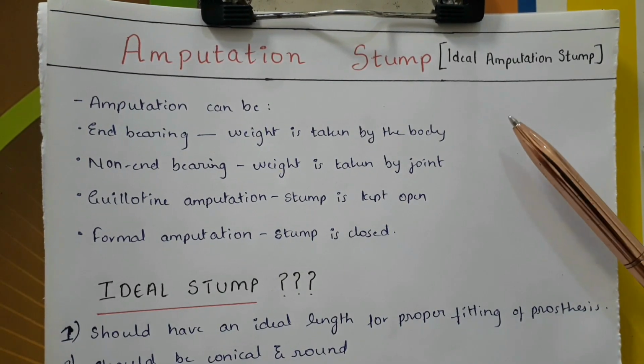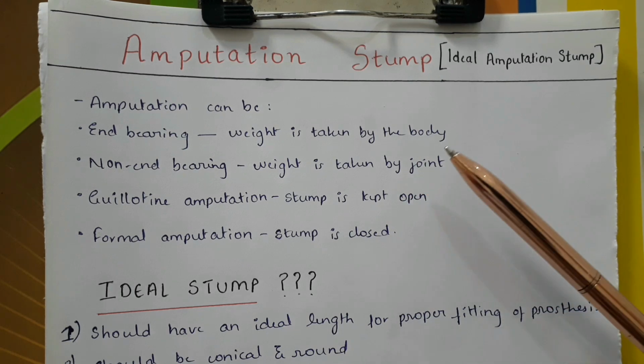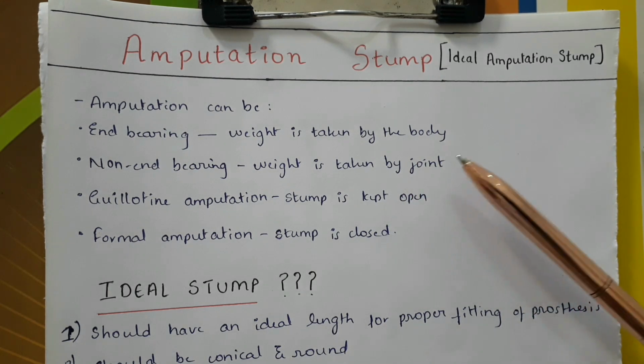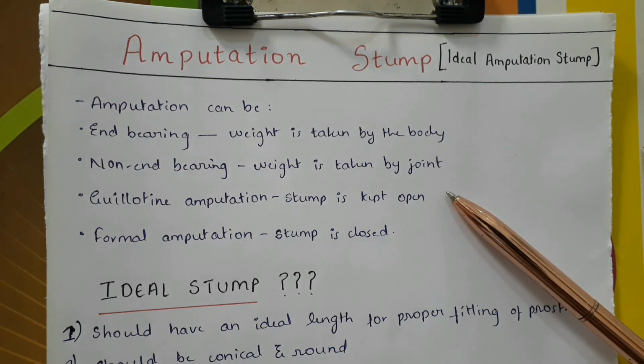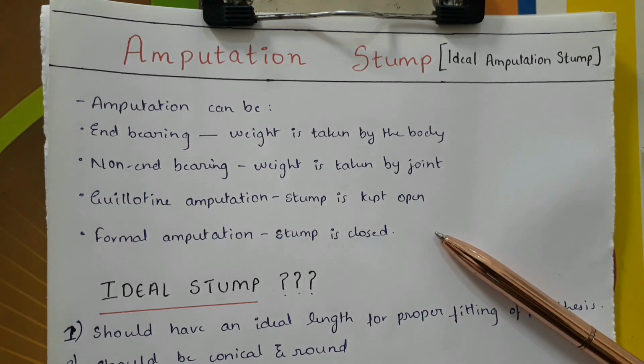Amputation stump. Amputation can be end-bearing, where the weight is taken by the body; non-end-bearing, where the weight is taken by the joint; guillotine amputation, where the stump is kept open; or formal amputation, where the stump is closed.